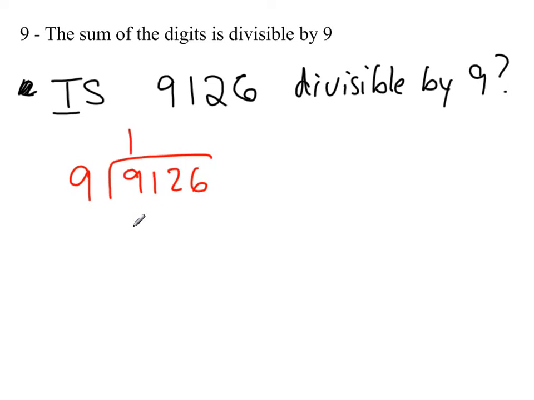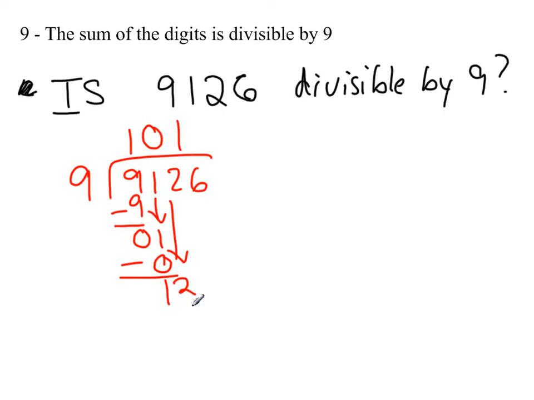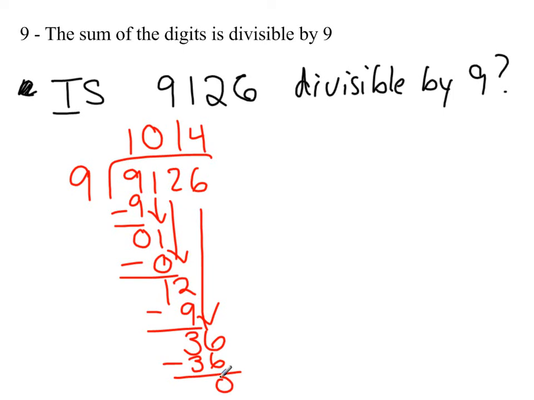9 times 1 is the closest we'll get. Bring down the next digit. Nothing times 9 will get us close to 1. Bring down the next digit. 9 times 1 is the closest we'll get to 12. Subtract, we got 3. Bring down the 6. And 9 times 4 is exactly 36. And no remainder.